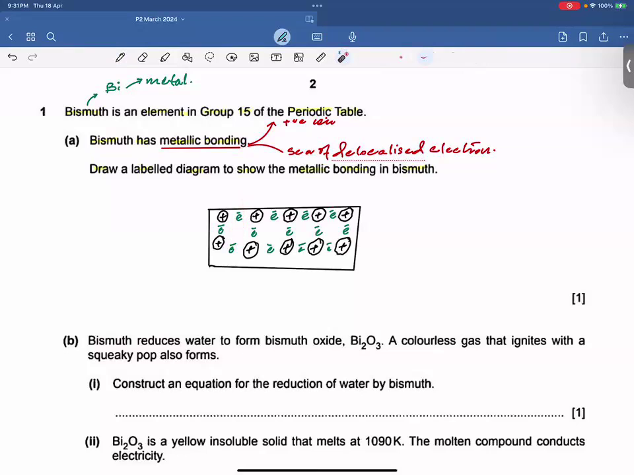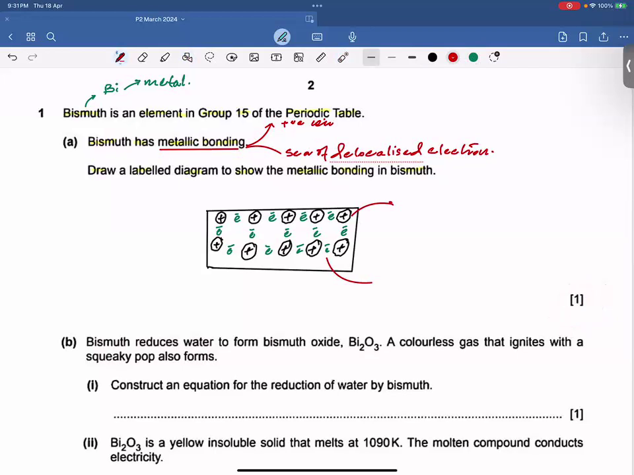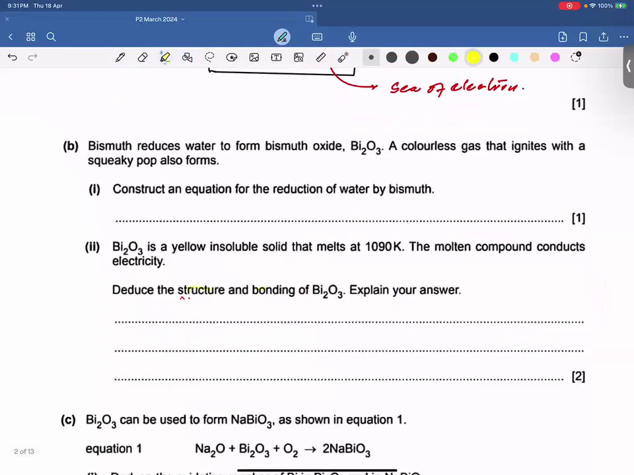bonding electrons. Okay. So since it is a 1 mark question, I think it's more than enough, but I don't know the marking scheme. So let's label the basic information. This is a positively charged ion. And this is a sea of electrons or bonding electrons. Okay. Let's come to the B part.